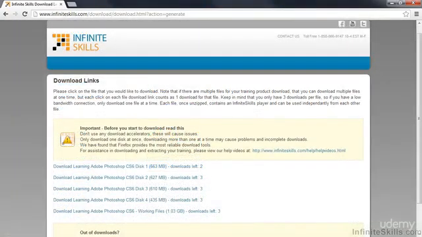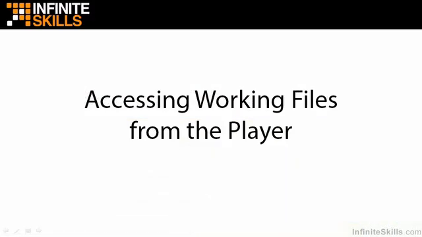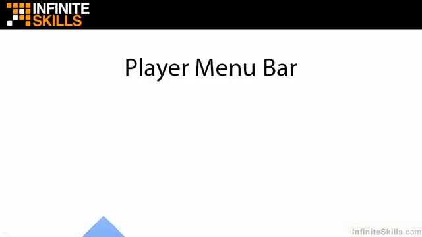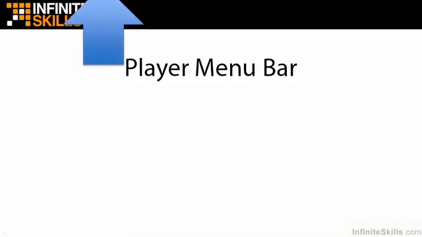If you have downloaded this course from our website, then you will have gone to a download page that looks like this, and you may see that the working files are a separate download file. Once you have downloaded the working files, you can extract the downloaded zip files and place them directly onto your desktop. From the player, you will see a menu bar located up here with various buttons just above the video.